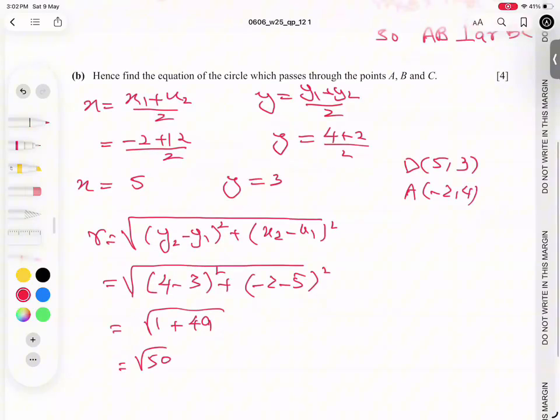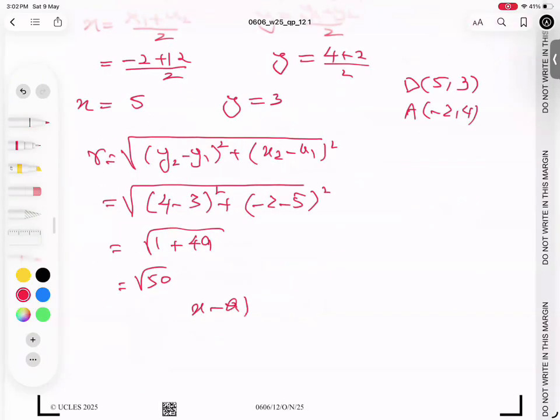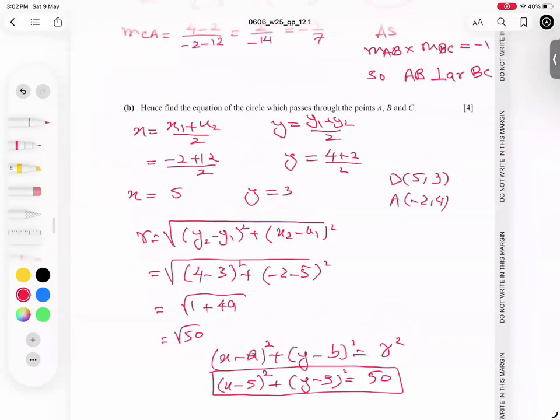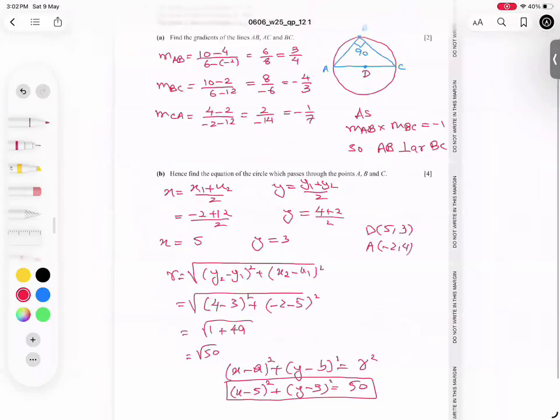So the equation of the circle is (x - a) whole square plus (y - b) whole square equal to r square. A and B are very clear: A is 5 and B is 3, and the radius is root 50. If I apply the root, it cancels out, and I write directly 50. I hope the point is clear and we have done the equation of the circle.